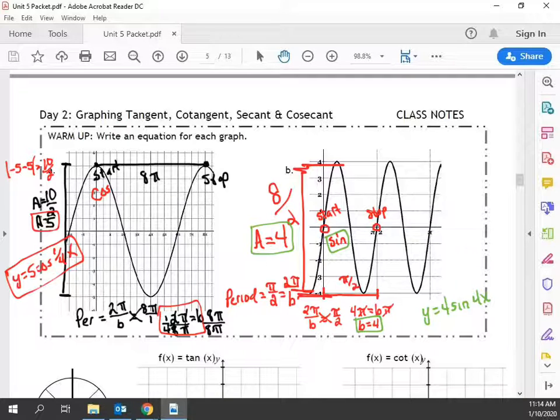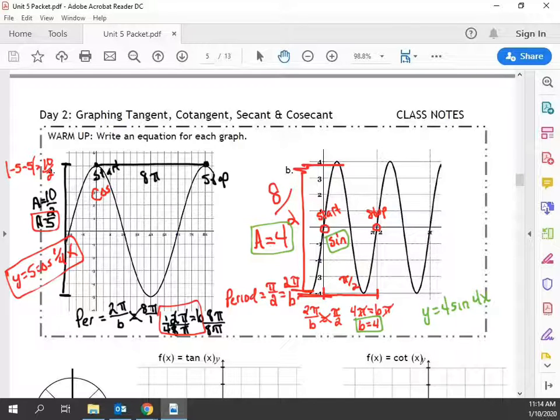So you find that distance, and of course, period is 2 pi over b. That's what we did, and you plugged it into the equation from there. This is kind of backwards. They're giving you that cycle length, and you've got to solve for b. So 2 pi over b is equal to 8 pi here. You solve, and you end up with 1/4. So that gives you the equation 5 cosine 1/4 x.